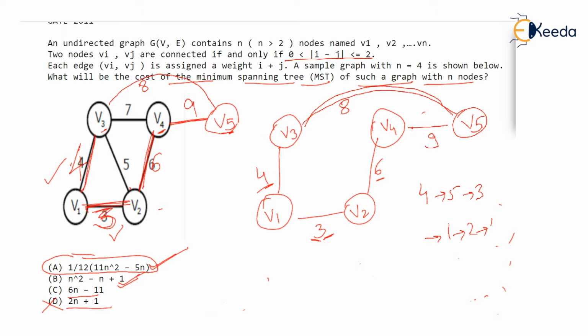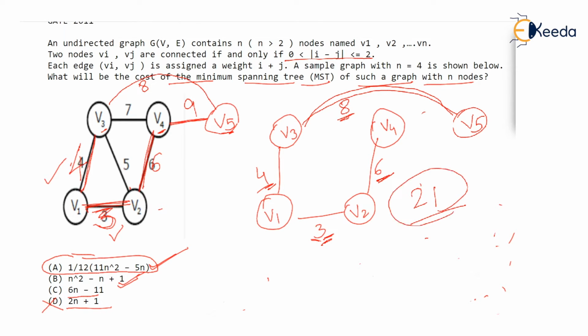By the way, you have 5 vertices and now you have added 4 edges. That's it. This is the tree that you are having. Now, what is the cost of this tree? Previously, we had 4 plus 6, 10 plus 3, 13 plus 8, 21. So the cost of this is 21. Now you will see that this 21 fits only in the option B.